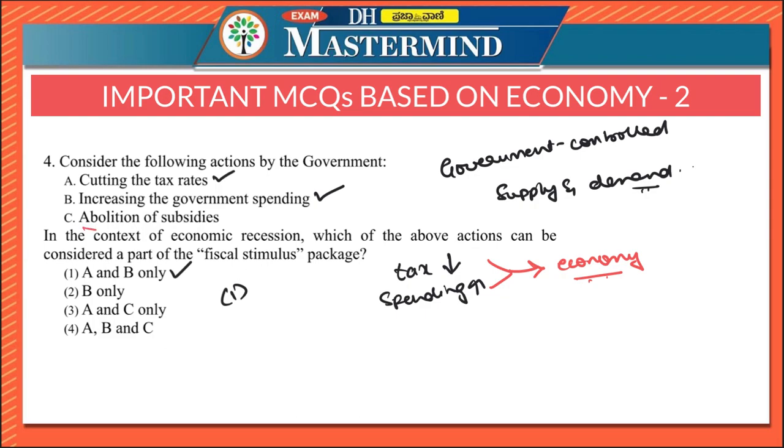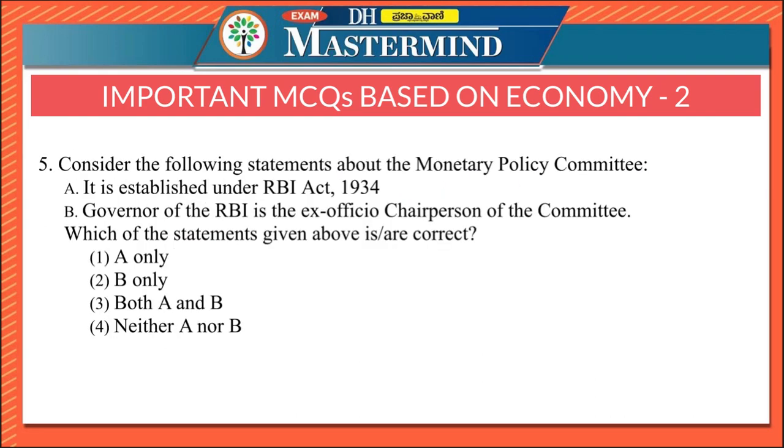However, this abolition of subsidies is a part of rationalizing the expenditure side of the government. That is, it reduces unnecessary expenditure from the government side. So this is more considered as fiscal consolidation. This is not fiscal stimulus. Abolition of subsidies does not provide an impetus to economic growth, but it provides fiscal consolidation, or in other words, it ensures fiscal discipline.